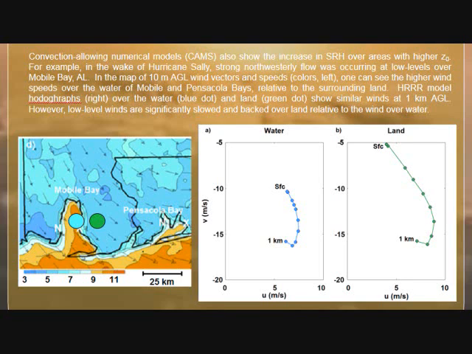So this shows that even the CAMs, like the HRRR, are picking up on this increase in storm relative helicity and lengthening of the hodograph over a higher roughness length area like land versus a lower roughness length area like water in a situation with fairly uniform northwesterly flow.